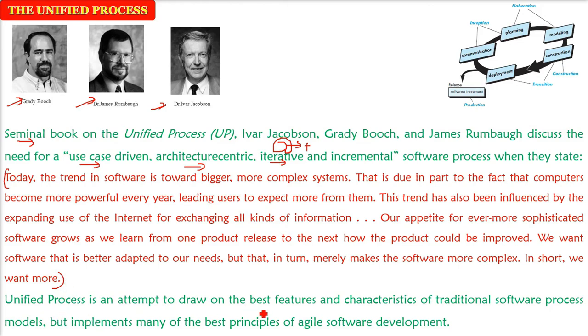So the unified process, they are saying, and this process is all about good things taken from the traditional software process. Waterfall model, spiral, prototype, we all talked about this. So the best features and characteristics of these traditional software processes have been taken, but the best principle of agile software development was also implemented here. Agile is all about flexibility, software development which is quite flexible and changes according to the requirement, and it is fast paced. We'll be talking about agile in the next discussion.